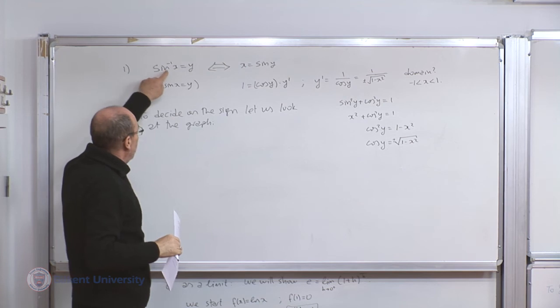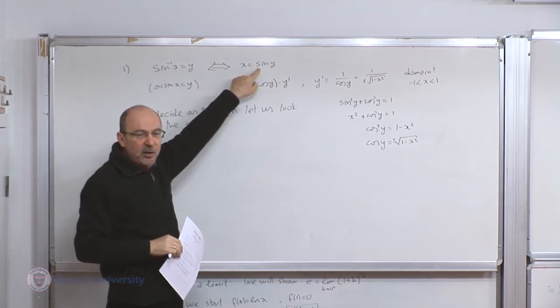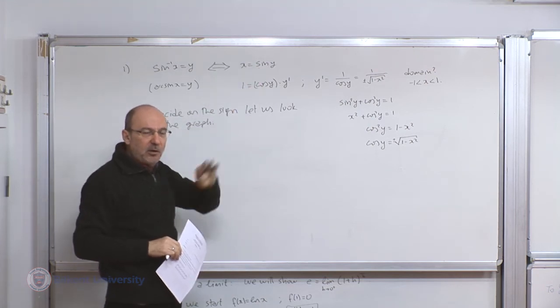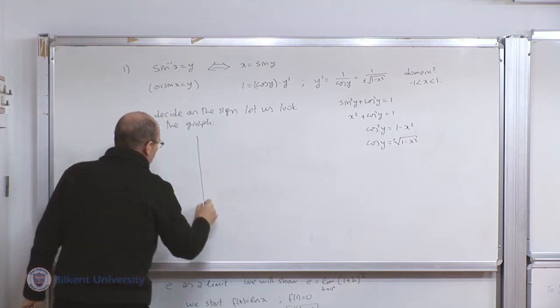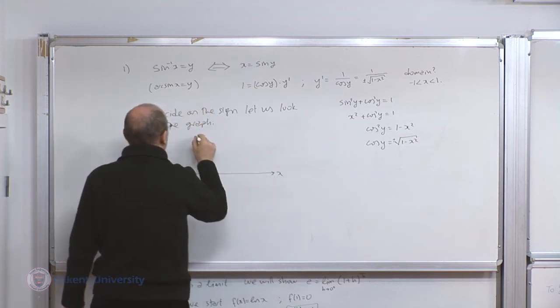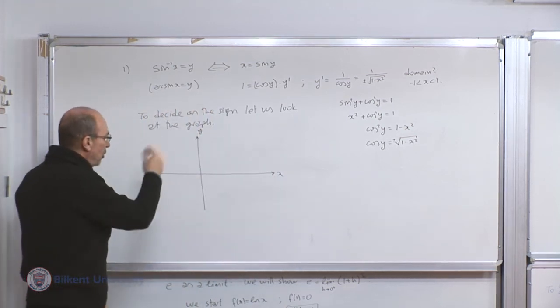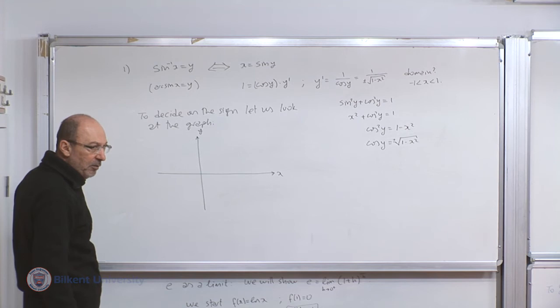I don't know this function yet, of course, but the graph of this thing is going to be the mirror symmetry of the graph of sine x across the mirror y equals x. Okay, so that's what I will do now. So sine x is periodic. You cannot take the inverse of a periodic function because it takes the same value infinitely many times.